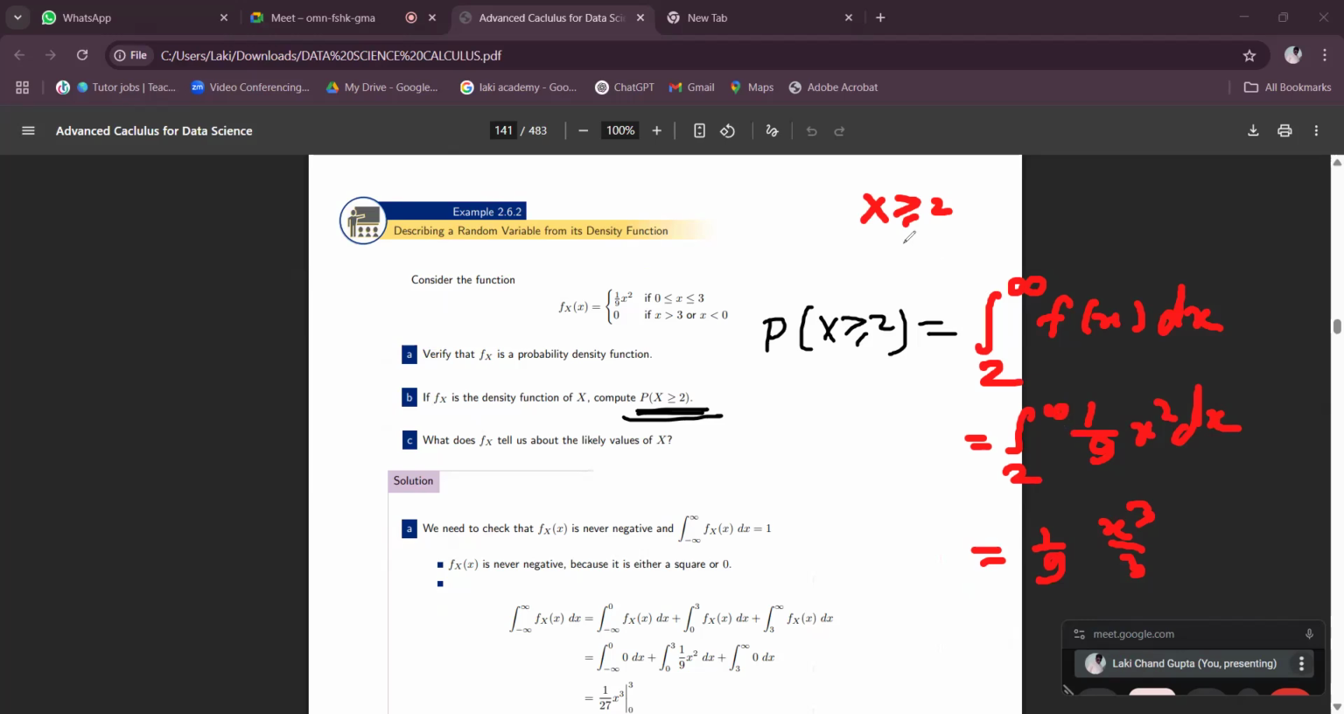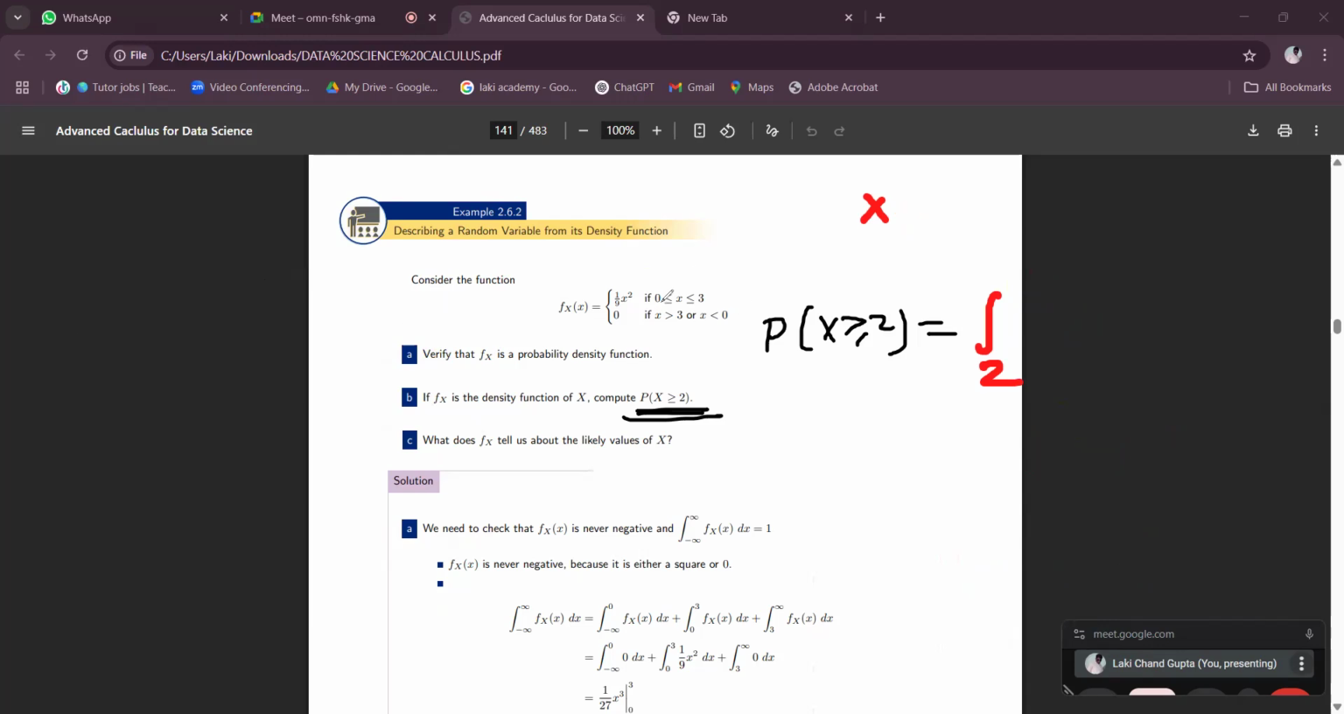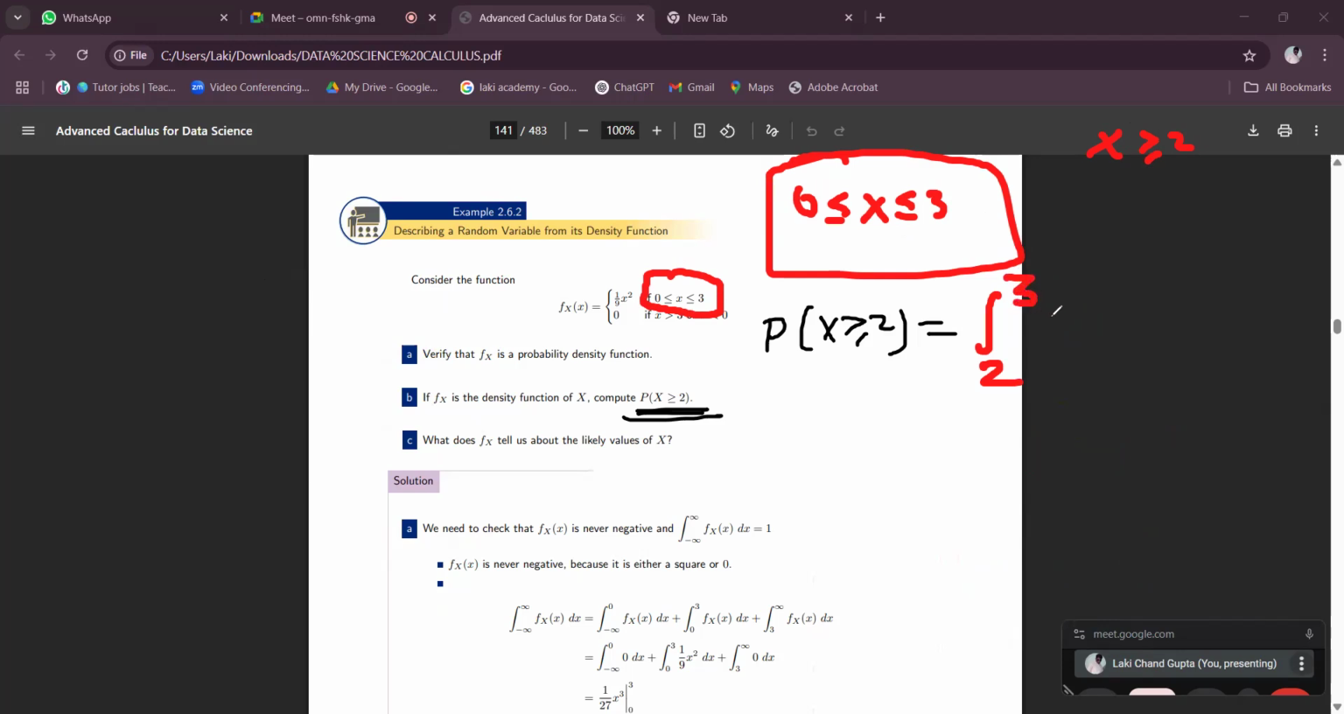One more important thing. You cannot put infinity, because x goes from 2 to the maximum. The upper limit of x is what? 3, right? It is already given that x lies between 0 and 3, but you are asked for greater than 2. So the maximum value of x will be 3, because infinity represents the largest value of x, right?